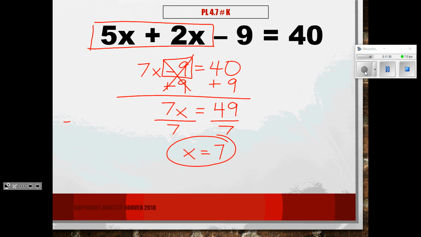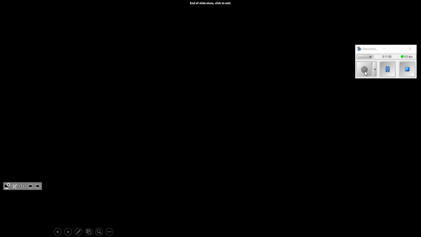If we were to plug that in, we would have 5 times 7, which is 35. And we would have 2 times 7, which is 14, minus 9. And when you do that, you would find out that it does result in 40, so it checks. Good luck with your two-step equations.